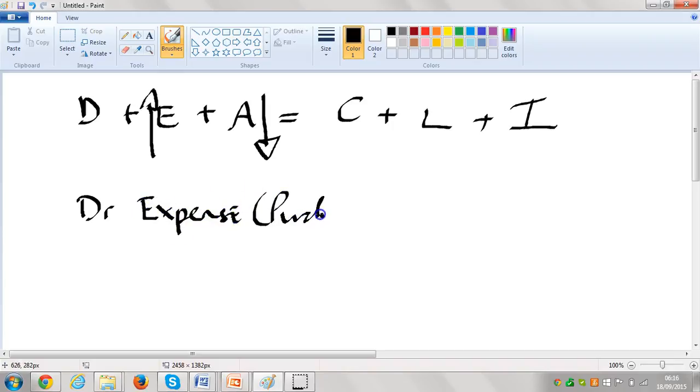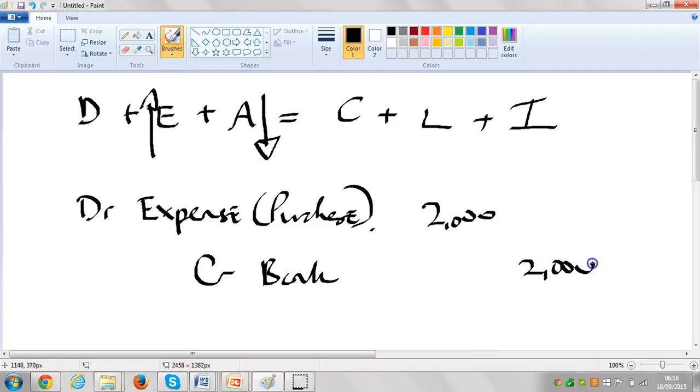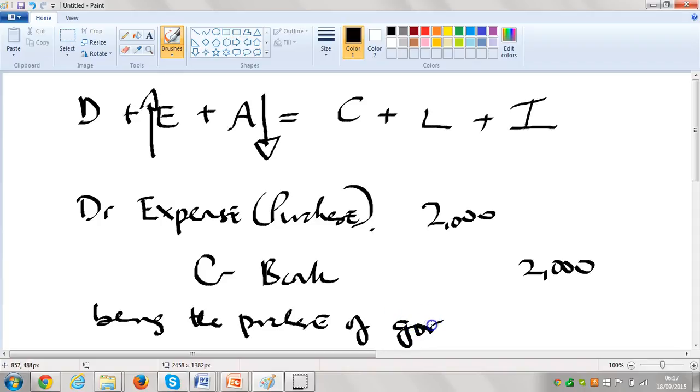Actually, it's purchases you should have written. Doesn't matter for now. Debit expense, debit purchase. And we credit bank because money has gone out of the bank. So for example, it was for 2,000. 2,000 being the purchase of goods.